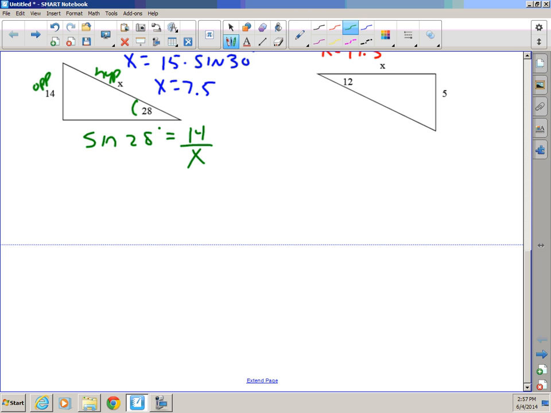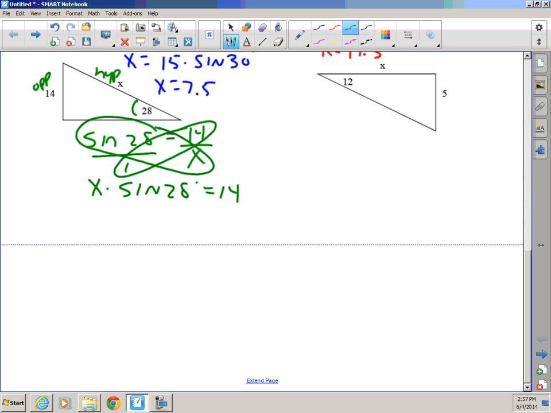Now our variable's in the denominator, so it's going to require an extra step. We still cross multiply, but now we get x times the sine of 28 equals 14. How do we solve for x? Now we have to divide. And we punch this into our calculator just like we were punching in multiplication. 14 divided by the sine of 28, and we get 29.8.